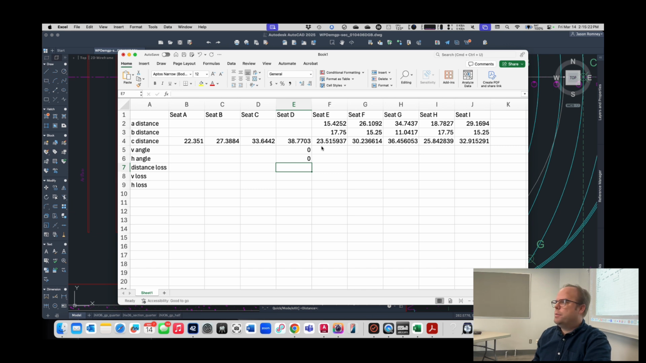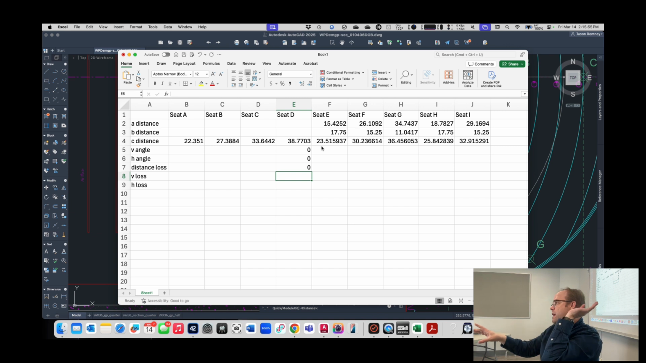And I'm going to show you a shortcut for the distance loss from what I showed you last time. Just now that you can see how to figure that out, we're going to do the shortcut. And basically, all we really care about is how much different are the other seats than this seat. So I'm going to put a 0 here for distance loss at seat D, because it doesn't really matter what it is. I will have lost something. All I really care about is how much quieter or louder are the other seats than that seat. Okay, for purposes of directivity.